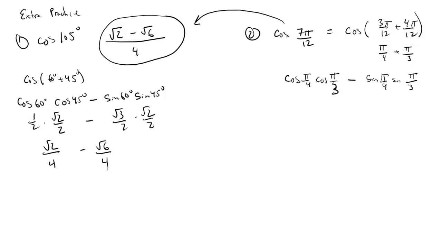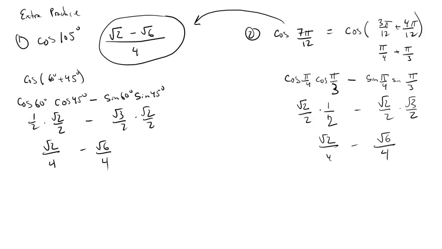Okay, pi over 4, again, that's 45 degrees. So that's still root 2 over 2. And this pi over 3 is 60 degrees. It's still 1/2. And again, root 2 over 2 and root 3 over 2. So again, I'm still going to get the root 2 over 4 minus root 6 over 4.